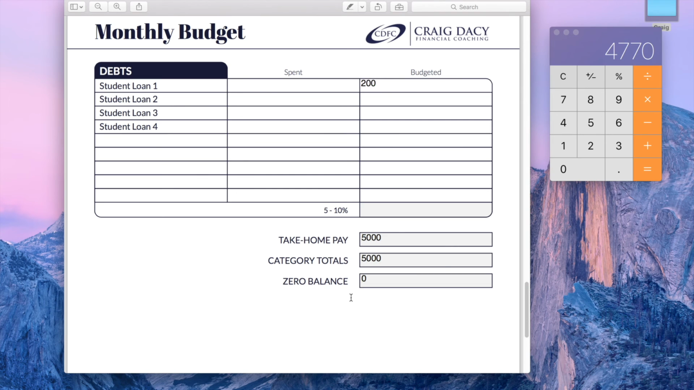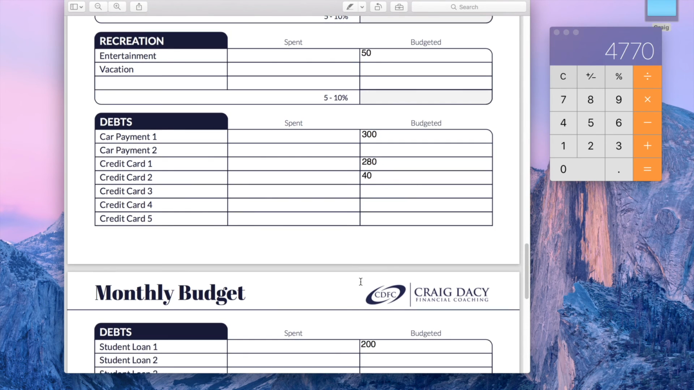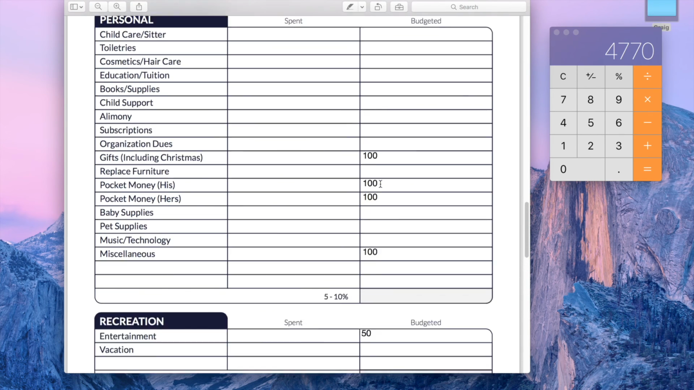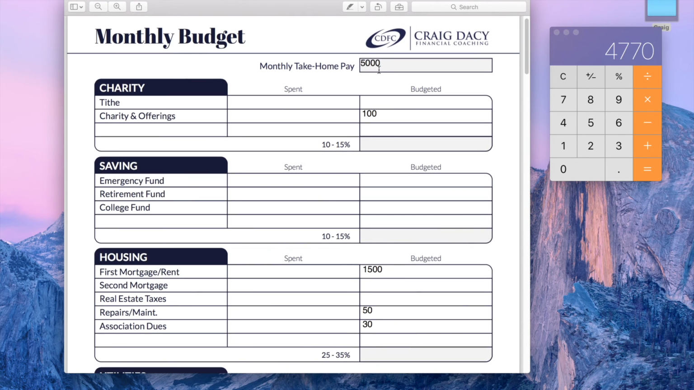We want the balance to be zero down here. We want every dollar to have a plan. That doesn't mean your bank account gets to zero. That just means that we have planned for each dollar that's coming in. Now, like I said, this is for a variable expense or variable income.